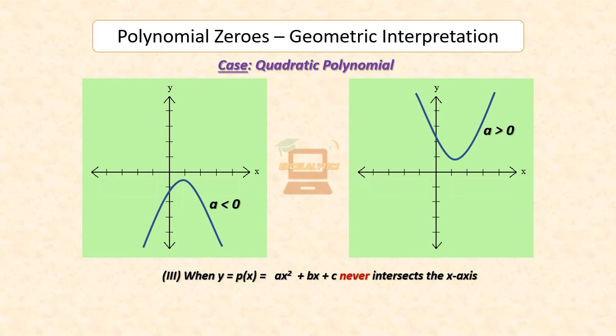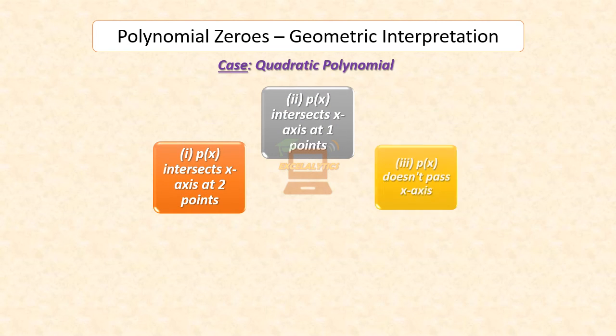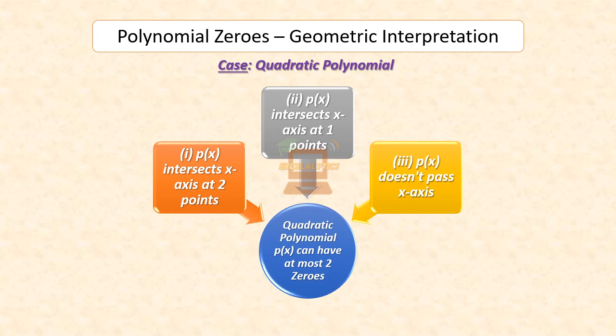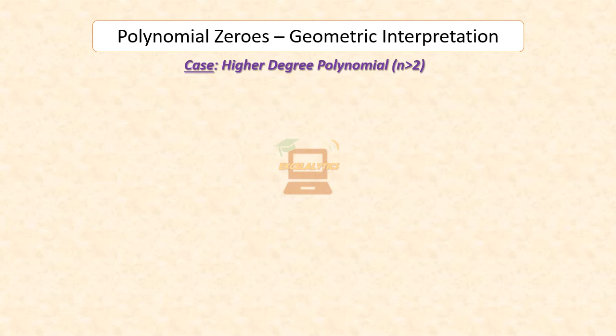Here we don't have zeros at all and the graph is either completely above the x-axis or completely below the x-axis. In all these 3 cases, the graph can be anywhere with respect to the y-axis, and hence we have not explicitly shown the y-axis, since the focus here is to see where the graph intersects the x-axis. From our analysis, we can conclude that any quadratic polynomial, that is a polynomial of degree 2, can have at most 2 zeros. Let us proceed with a few examples.